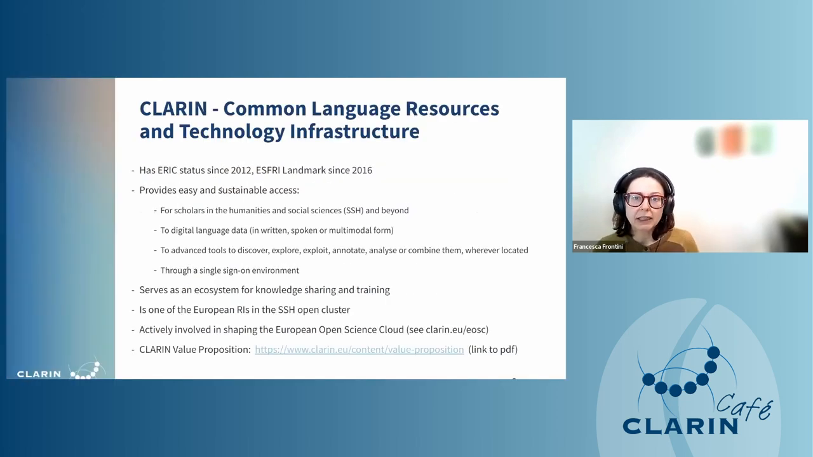So what is CLARIN? CLARIN stands for Common Language Resources and Technology Infrastructure. It is a European Research Infrastructure Consortium, and it is recognized by the European Strategy Forum for Research Infrastructures as a landmark, so an established infrastructure. And its aim is to provide easy and sustainable access for scholars in the humanities and social sciences and beyond to digital language data in written, spoken, and multimodal form, to advanced tools to discover, explore, exploit, annotate, and analyze them, wherever they are located, and if needed, also through a single sign-on environment so that you can access password-protected resources with your own academic identifiers.